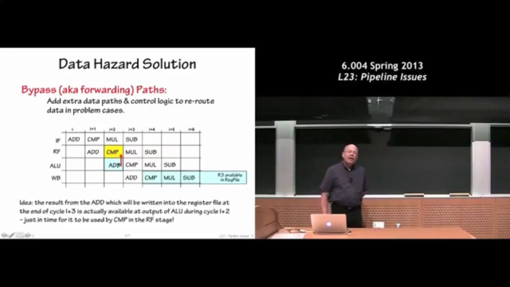Noticing that we have the number we need suggested that we could modify our data path, so that when you want the contents of a register that is the destination register of an instruction ahead of you in the pipeline, in other words an instruction that came before you in the program, we already have the information we need. If we could somehow get it from the output of the ALU and back into the RF stage towards the end of cycle I+2, we'd be sitting pretty. We'd have what we wanted.